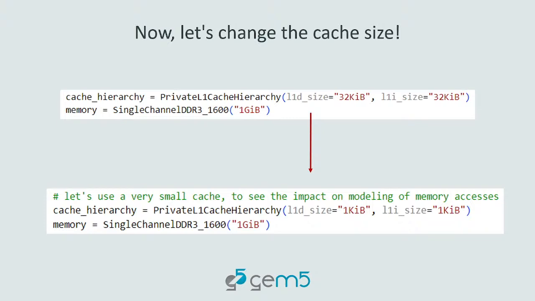So is anyone already done with all the runs? There are 6 runs we're doing, with 2 cache sizes and 3 CPU models. So there are a total of 6 runs we have to do. Make sure you have all of them in separate directories. Is anyone already done? Okay, getting close. Anyone? Sorry? 3: atomic, timing, and O3.